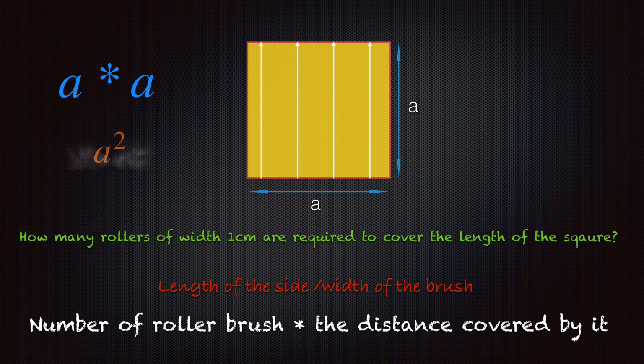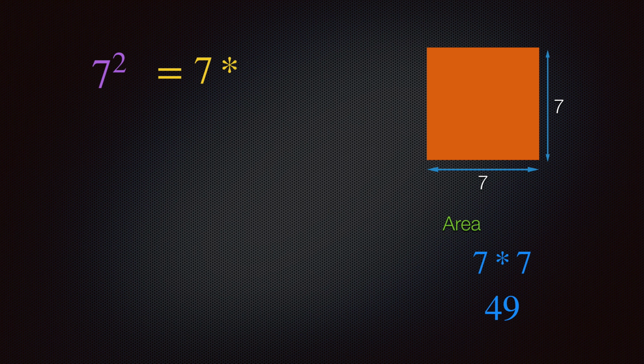Let's take an example, 7 square. The moment we think of 7 square, we imagine a square having its edge as 7. And since we have a square of this edge, we know it will occupy an area which is 7 into 7, which gives us 49. So we apply the same idea here and we get the result as 49.